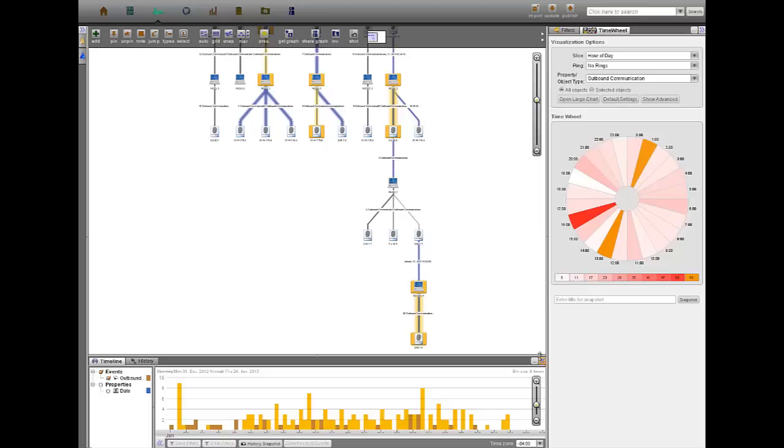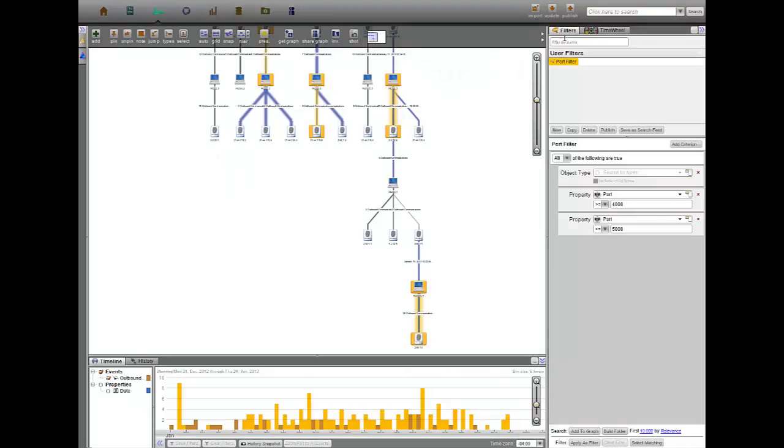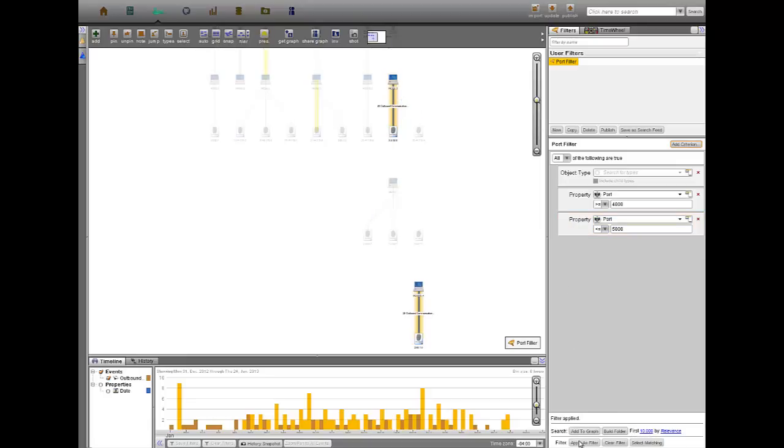Using the filter, we will hone in on those events that communicate on the ports mentioned in the original document. You can now see a clear beaconing pattern over a two-week period. It looks like two machines in this network have been infected with the APT.